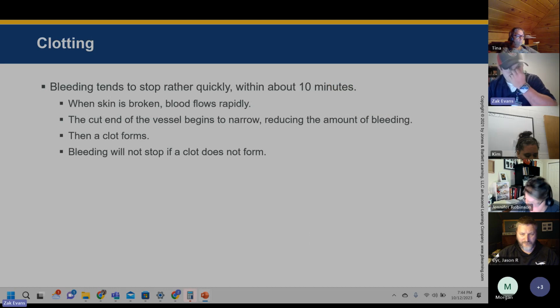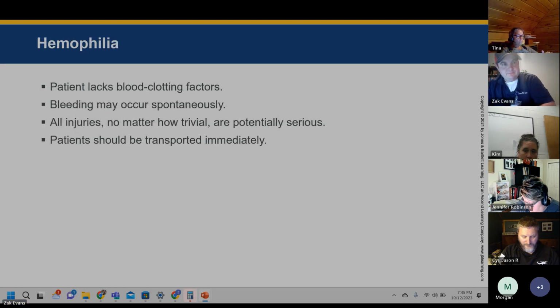So clotting. Bleeding tends to stop rather quickly, within about 10 minutes. When skin is broken, blood flows rapidly. We know this. The cut end of the vessel begins to narrow and shrink down, which reduces the amount of bleeding. Then a clot forms. Bleeding will not stop if a clot does not form. All right, everybody get that? It will not stop unless a clot can form.